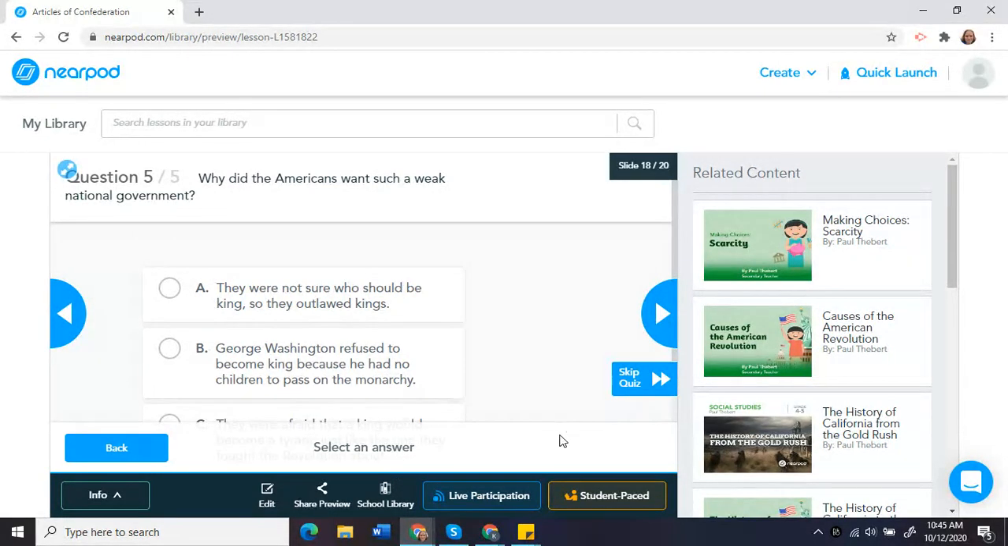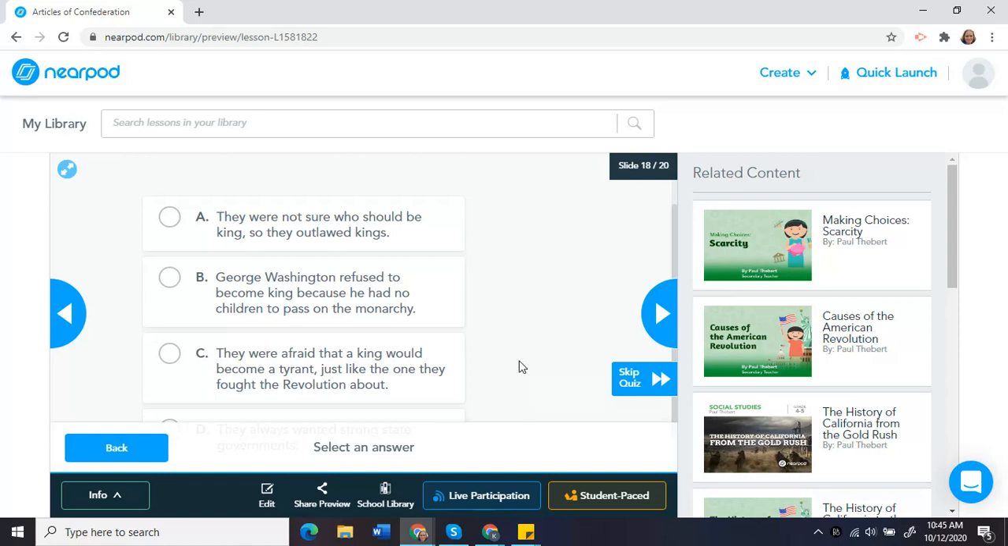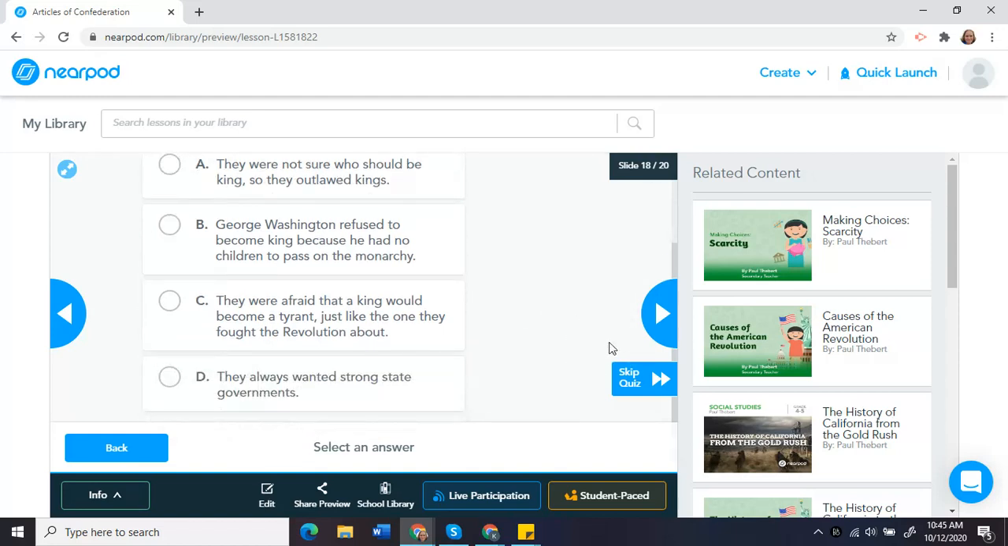Question 5. Why did Americans want such a weak national government? A, they were not sure who should be king, so they outlawed kings. B, George Washington refused to become king because he had no children to pass on the monarchy. C, they were afraid that a king would become a tyrant, just like the one they fought the revolution against. D, they always wanted strong state governments.